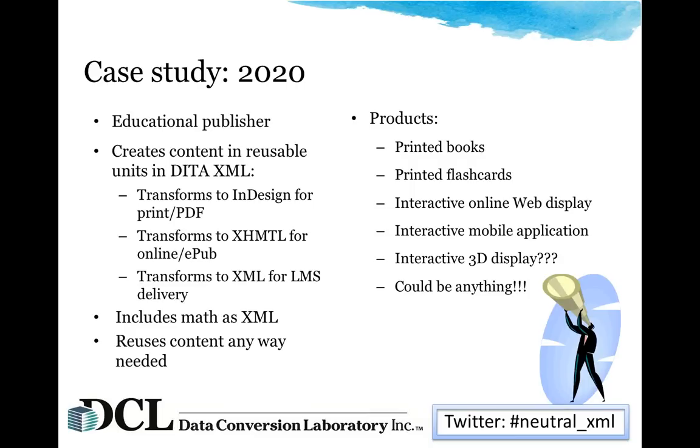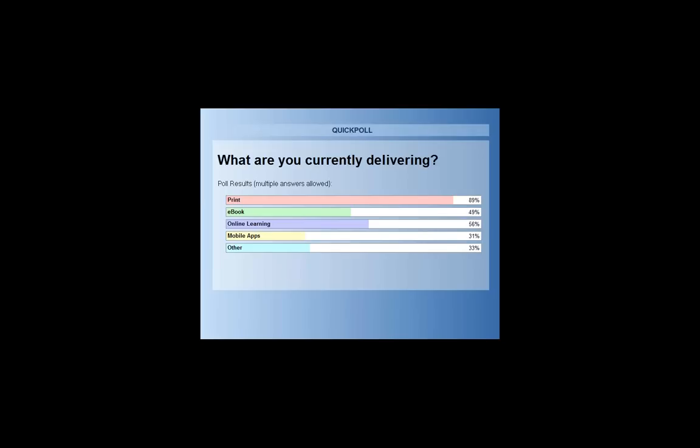So the results of our poll are that you're currently delivering print, 49% ebook, 56% online learning, 31% mobile apps, and then you have 33% for others. So in the difference between the two polls, print hasn't changed. You need to be doing ebook. More folks are being asked to do online learning, and you have the mobile apps. So we're going to move along.